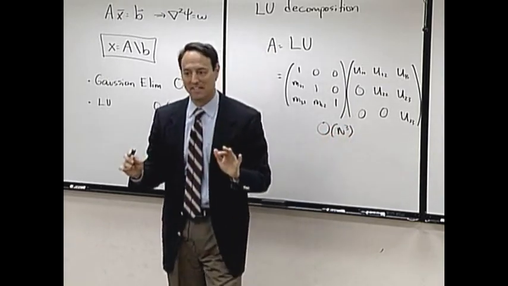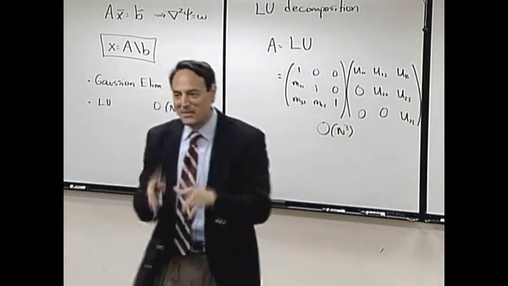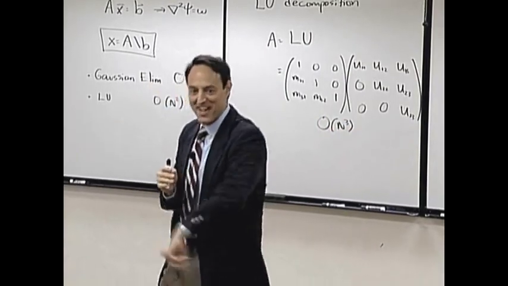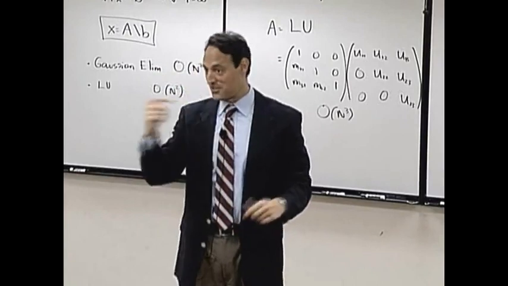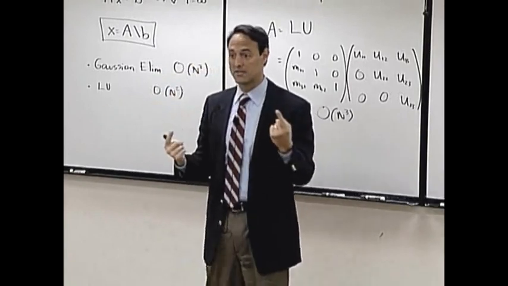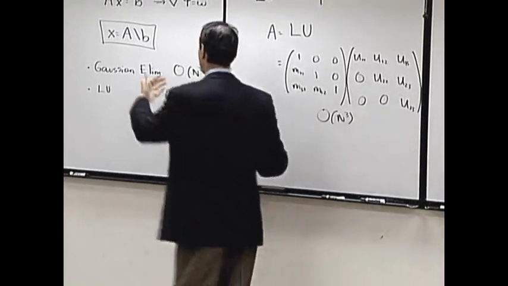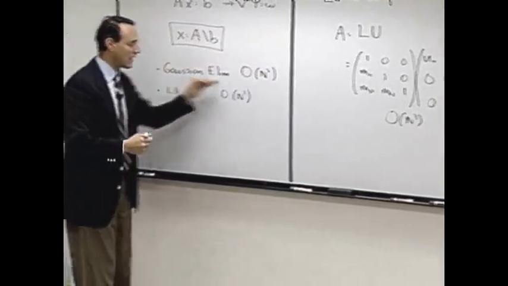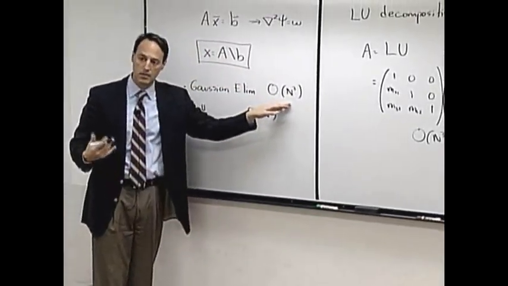But it's a one-time fee. Put this much down and you get order n squared afterwards. So it's one of those deals. You have to pay it once, but there is a big difference. So let me just say this. Gaussian elimination, every time you solve this, is order n cubed.